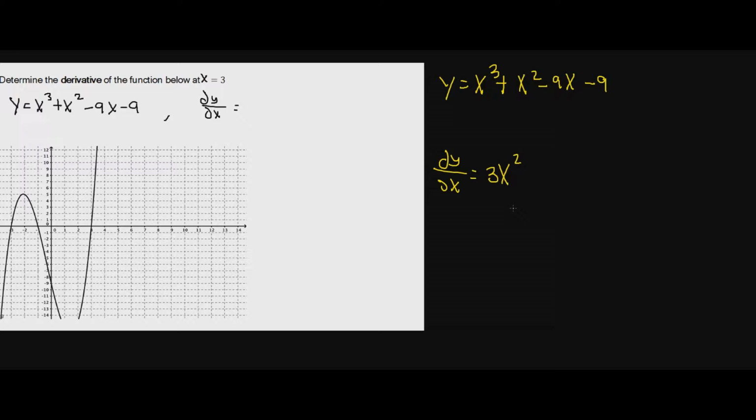So 3x squared, plus bring the 2 down and then subtract 1. So it's going to be 2x to the 1, or you don't have to write it. Well, we just saw in the previous video up above, negative 9x. Well, this is x to the 1, and we're going to bring the 1 down, and then subtract the 1, and we get 0, which will disappear. So we just get negative 9.